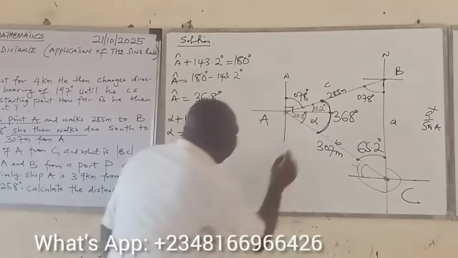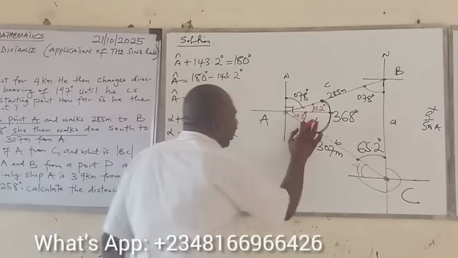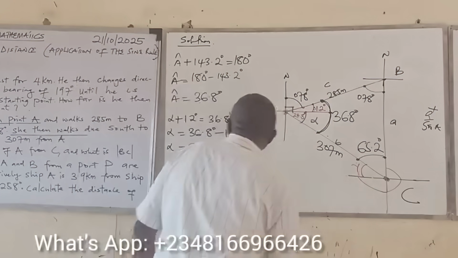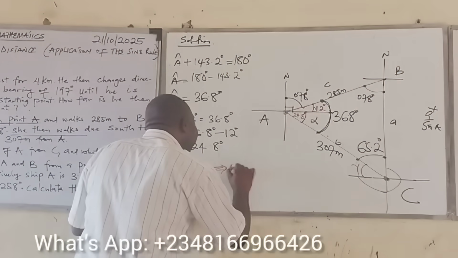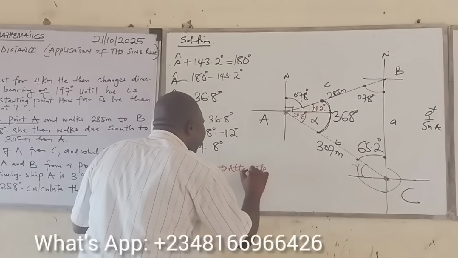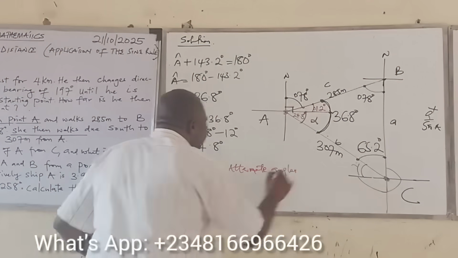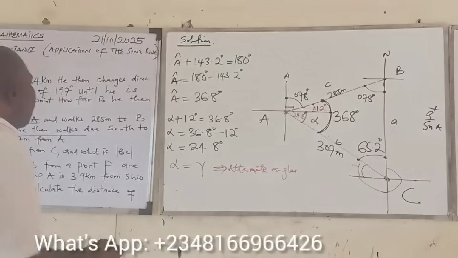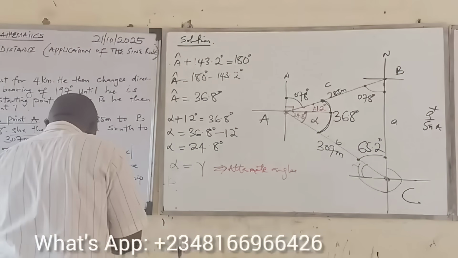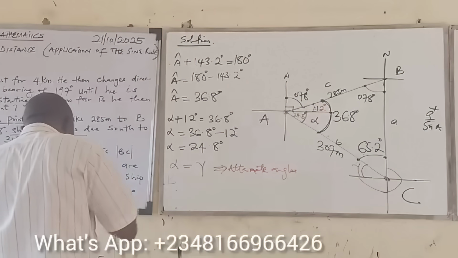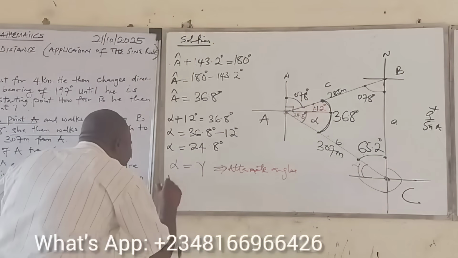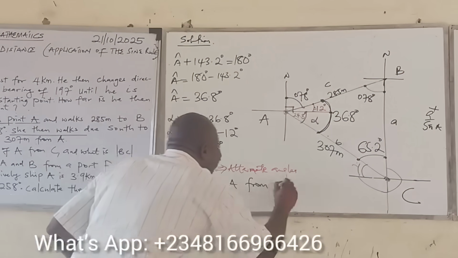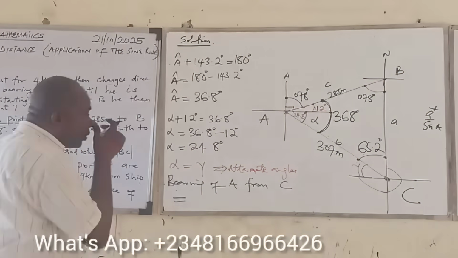If you look at this now, alpha, this angle here is equal to this angle. This angle and this angle are called alternate angles. And of course we know that alternate angles are equal. So it therefore means that the bearing of A from C will be equal to the bearing of A from C.